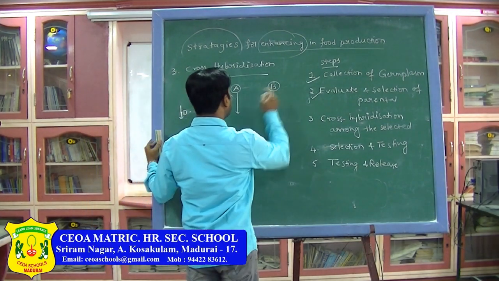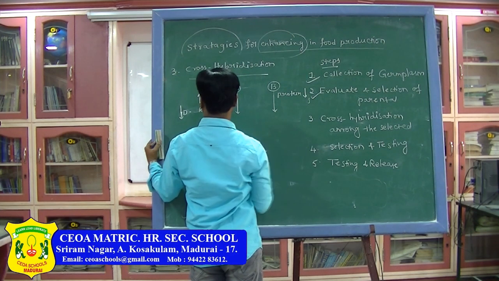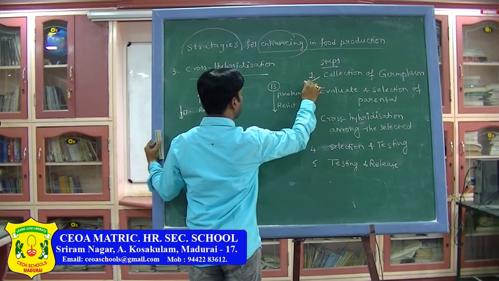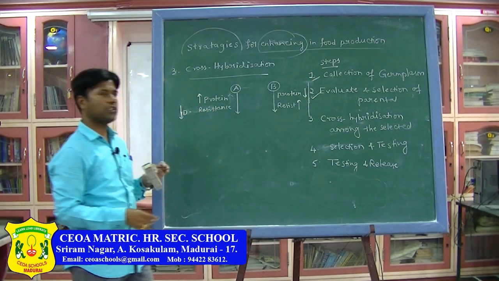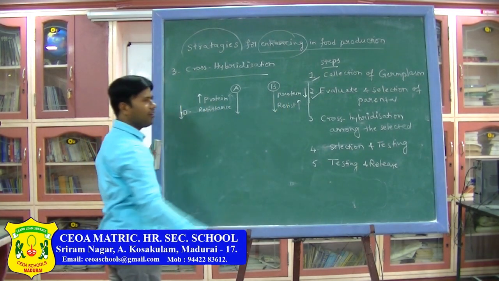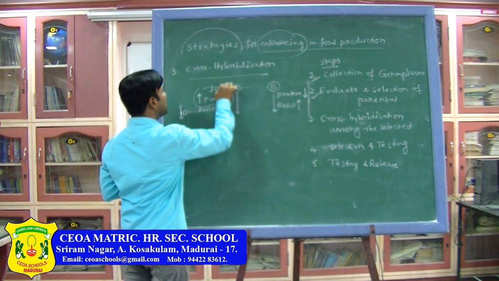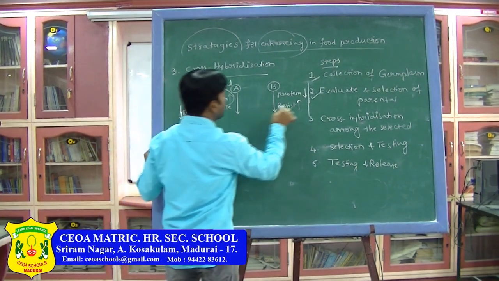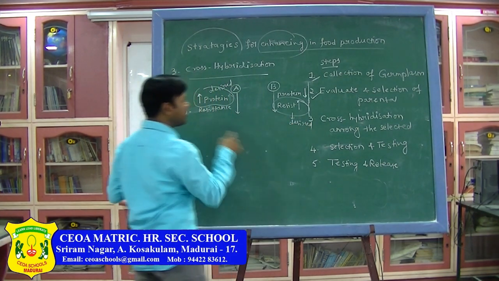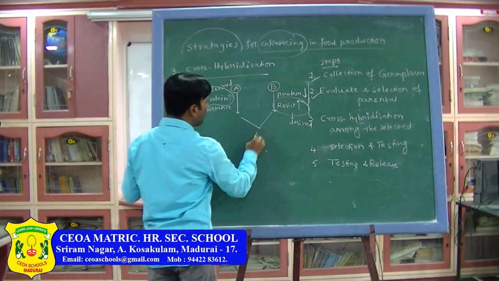But whereas in the B plant, the protein content is less, but the disease resistance is high. Here disease resistance is less, here disease resistance is high; here protein content is high, here protein content is less. So what are the desired characters? The protein content is a desired character. Here, the desired character is disease resistance. These two we have to see in one. So when you do the cross hybridization, what do you get?